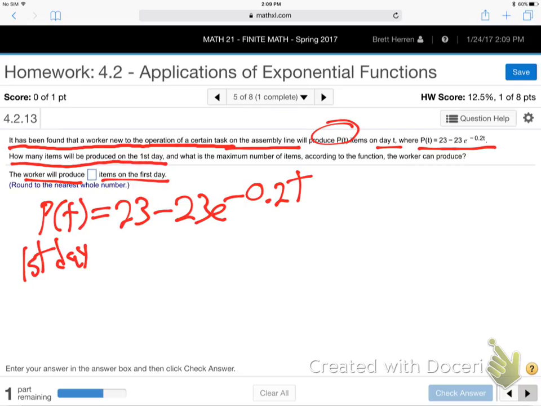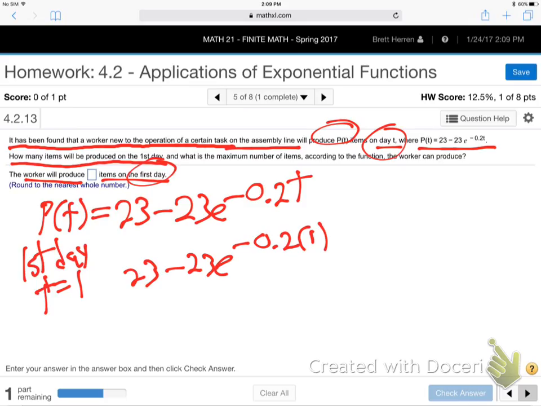They're going to change them up every time. You really have to read them and really get the meaning out of them. So days are t, first day, that's t is 1. So they're saying, oh, okay, you just want me to plug in 1 for t, like that. That makes sense? Plug in 1 and hit the buttons on your calculator.